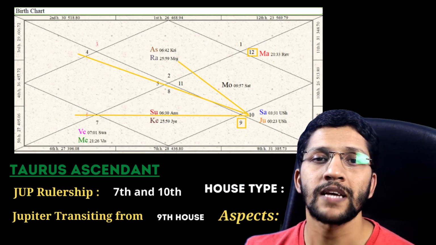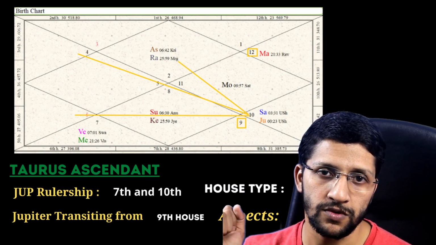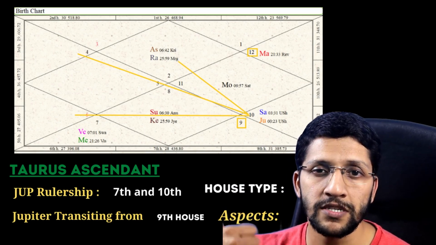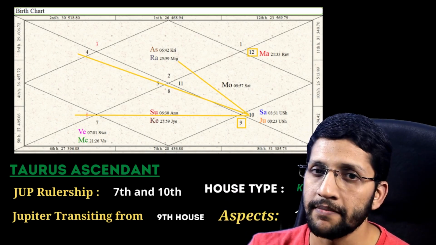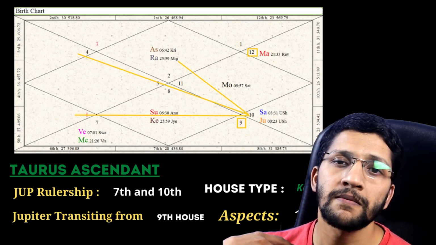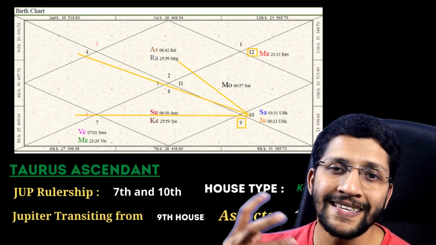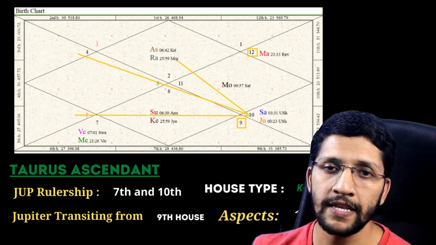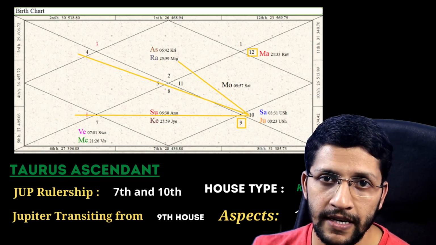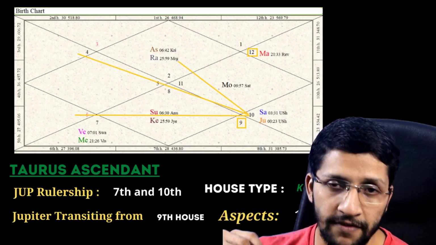Now, Jupiter is aspecting the 5th house of the horoscope. The 5th house is about your education, intellect, children, and creativity. So you will see the positivity of Jupiter in these areas of life. This Jupiter will bring in positivity and creativity in the 5th house.